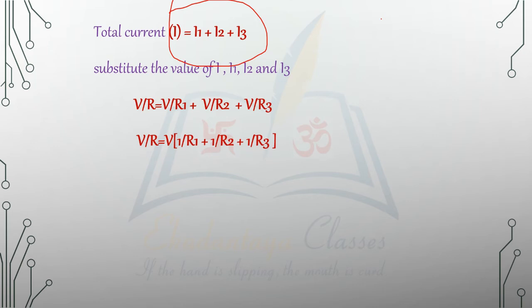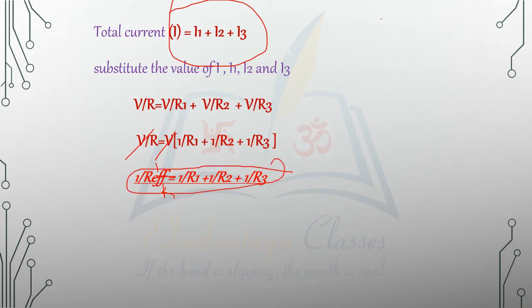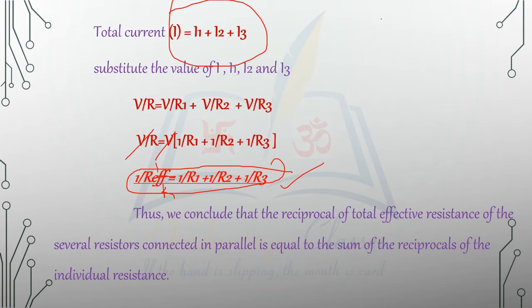After combining, V is common everywhere, so we can take it outside, and V will cancel. Here V cancels, and 1 by R effective is equal to 1 by R1 plus 1 by R2 plus 1 by R3. This completes the derivation of parallel resistance. Both are very important.